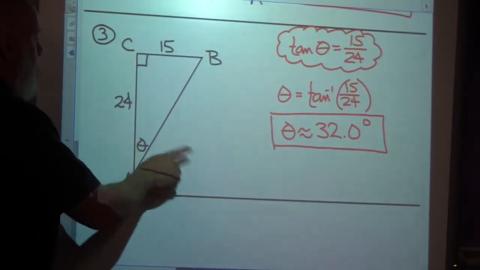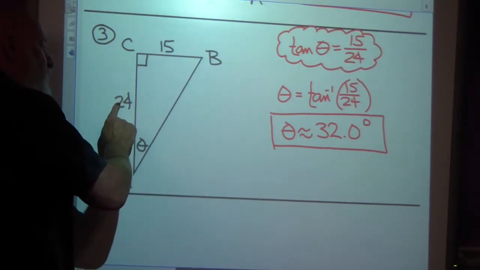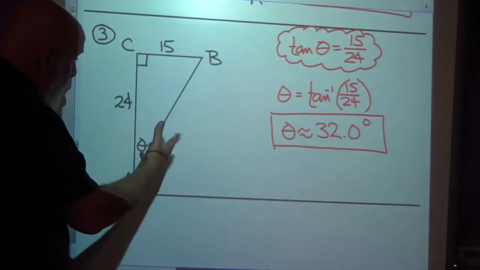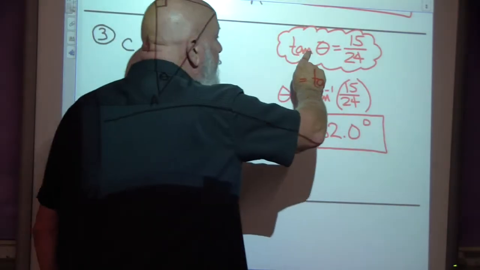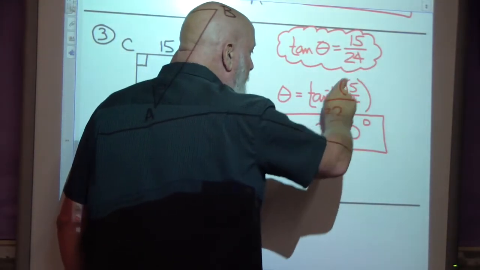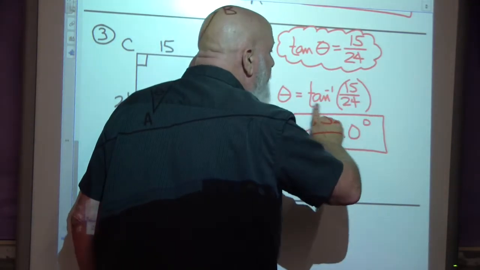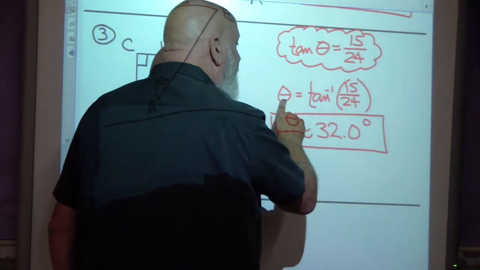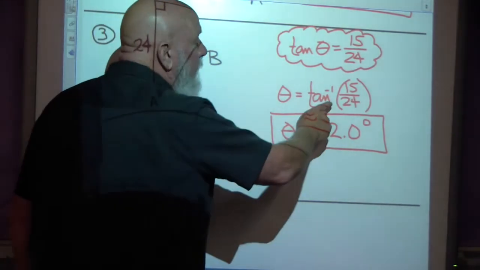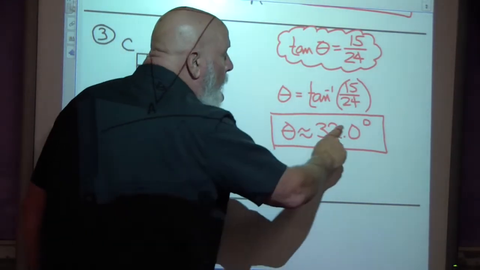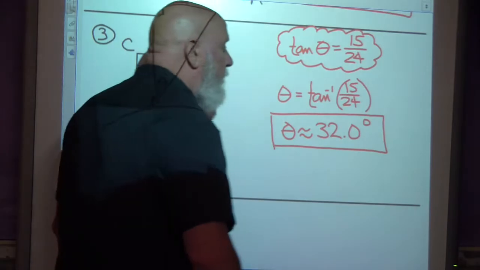And the last one, we looked at this and we said, well, if I use sine, that's opposite over hypotenuse, can't do that. Cosine is adjacent over hypotenuse. I still don't know the hypotenuse, so I can't use cosine. But tangent is opposite over adjacent. So I think, well, if the tangent of theta is 15 over 24, then theta is the inverse tangent of 15 over 24. If I can get this into my calculator, it will tell me the measure of angle theta. So we use our calculator, evaluate the inverse tangent of 15 over 24, and that gives us theta rounded to the nearest tenth, because that's what we were asked to do, is approximately 32.0 degrees.